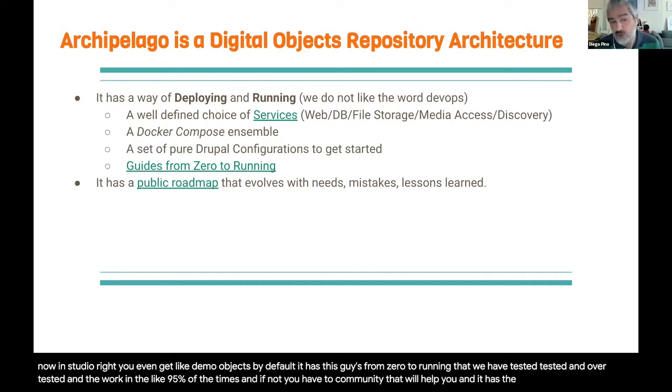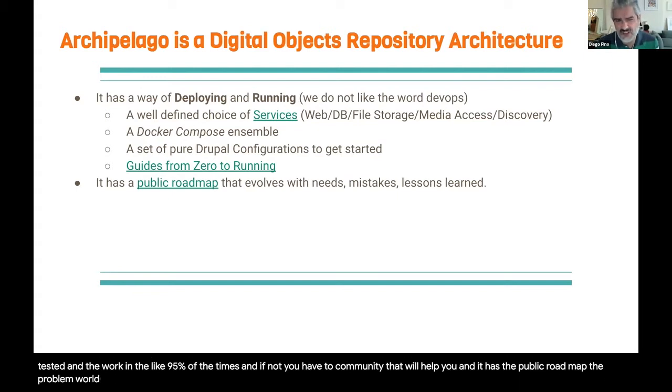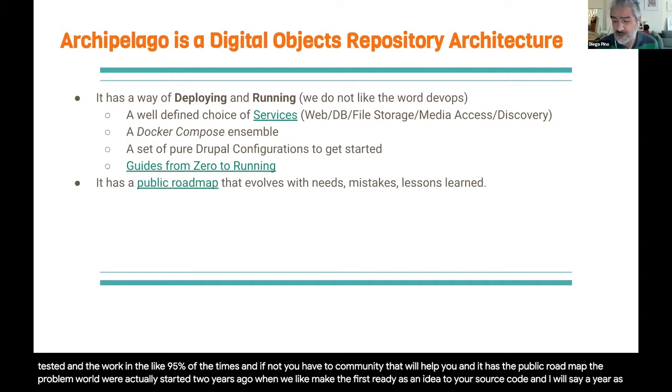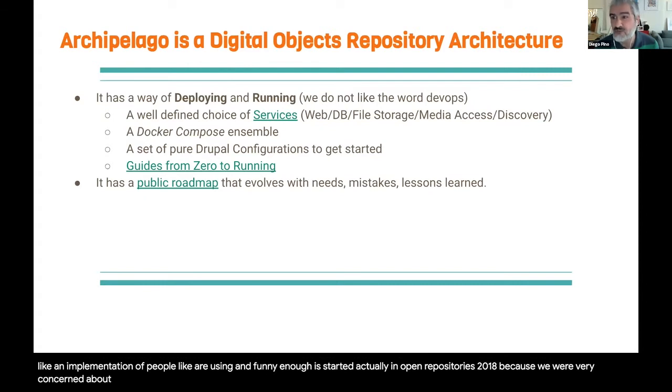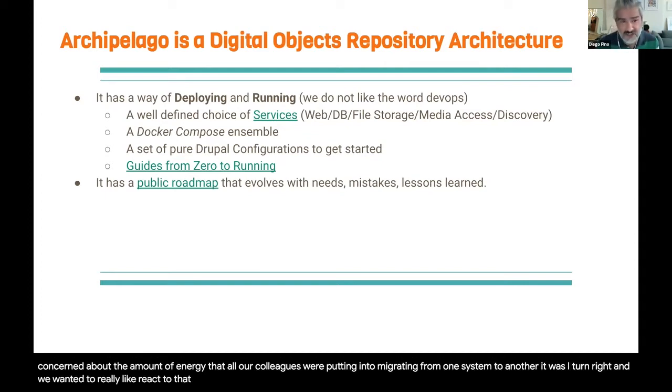And it has the public roadmap. The public roadmap actually started 2 years ago when we made the first release. Archipelago is almost 3 years old already as an idea, 2 years as code, and I will say a year as an implementation that people like and are using. And funny enough, it started actually in Open Repositories 2018 because we were very concerned about the amount of energy that all our colleagues were putting into migrating from one system to another. It was eternal, right? And we wanted to really react to that in a different way.